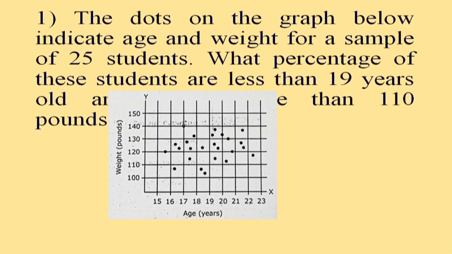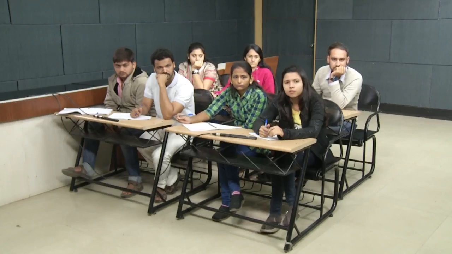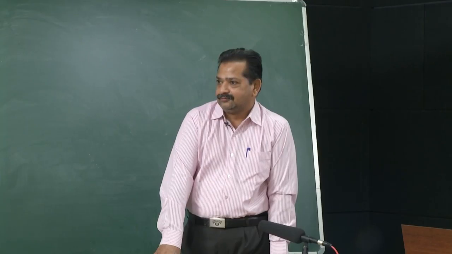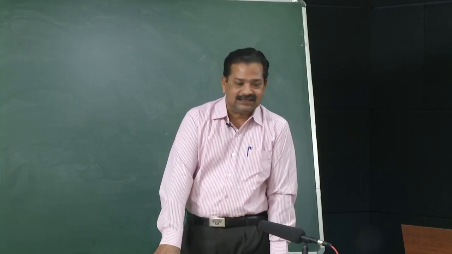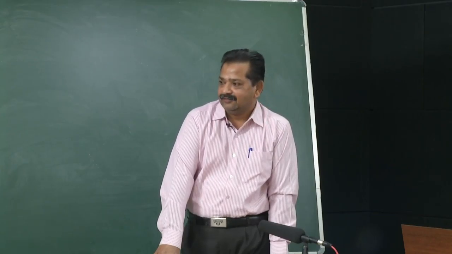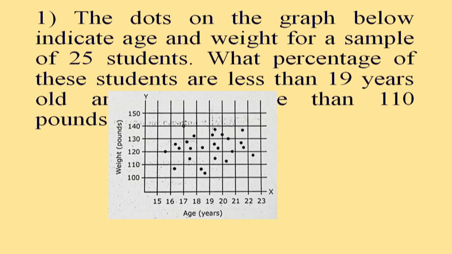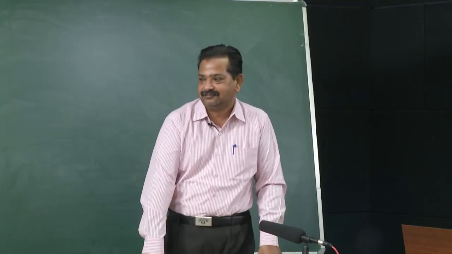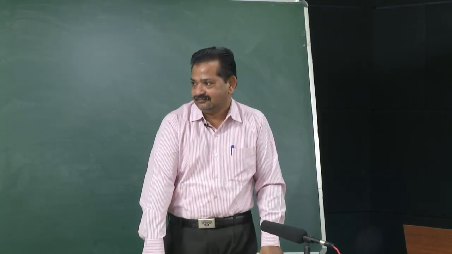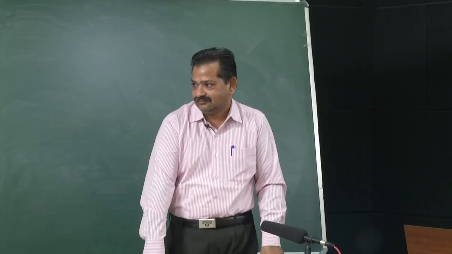The dots on the graph below indicate age and weight for a sample of 25 students. What percentage of these students are less than 19 years old and the weight is more than 110 pounds? We have to find out the percentage of students whose age is less than 19 years and weight more than 110 pounds. What is the percentage?